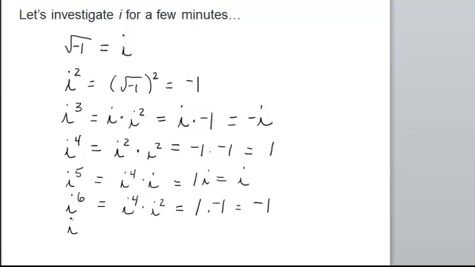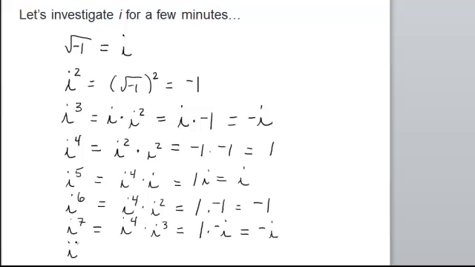I'm going to do 2 more. How about i to the 7th? Can I say this is i to the 4th times i cubed? What's i to the 4th again? 1. What's i cubed? Negative i. What's 1 times negative i?